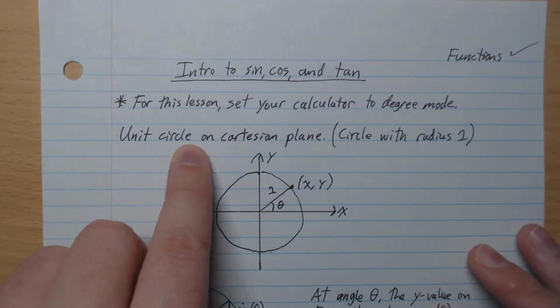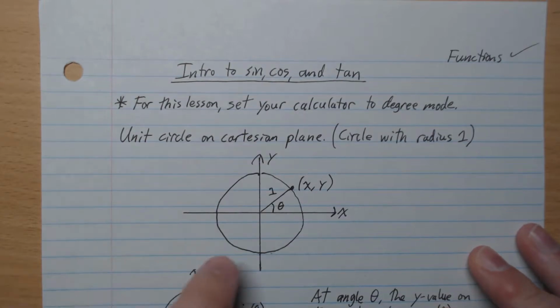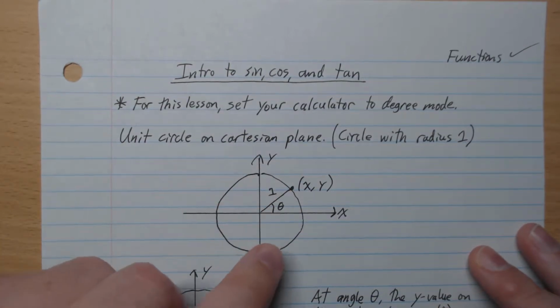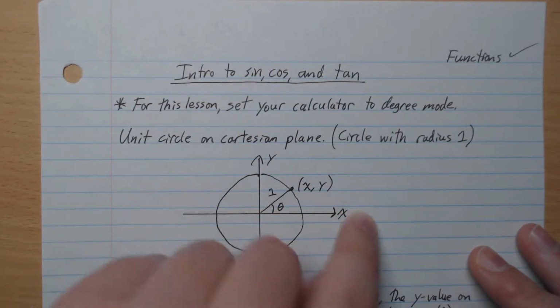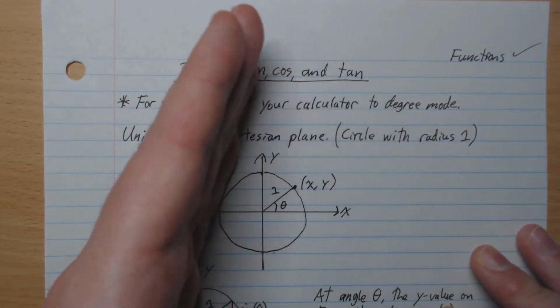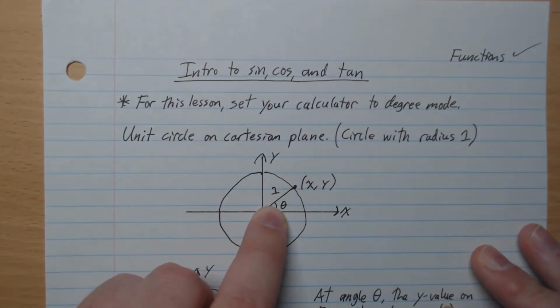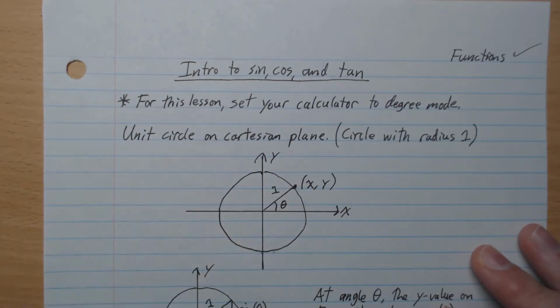So we're going to look at the unit circle on the Cartesian plane, right? So x, y like that. And we have a circle with radius 1. And so we're defining the angle from the positive axis of x going counterclockwise up until this line, and that's theta. Between here and there is an angle theta.